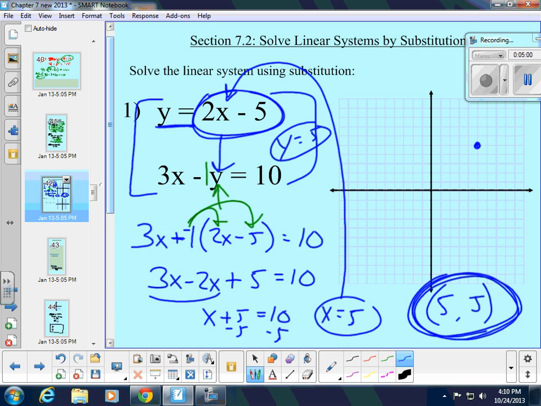Now I'm going to graph the top equation, y equals 2x minus 5. It has a y-intercept of negative 5, and then I'm going to go up 2 over 1, up 2 over 1. Looks like it goes right through my point 5, 5, so that's a good indicator that maybe this is the right line.